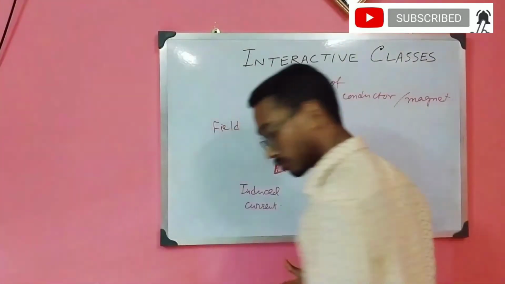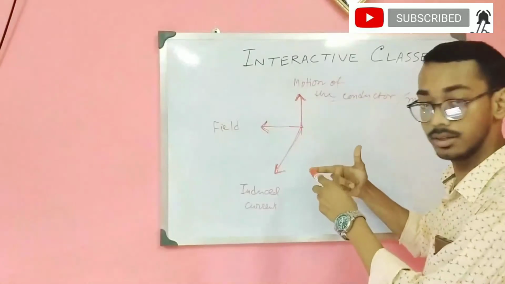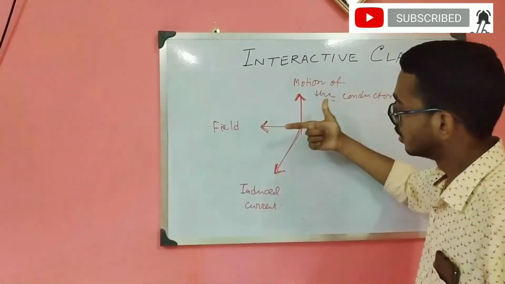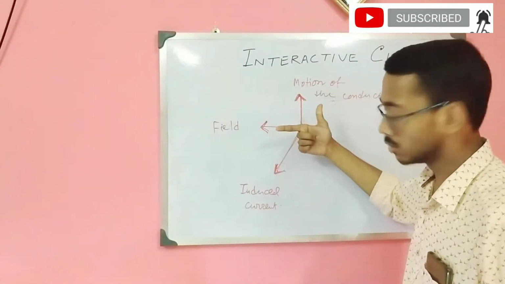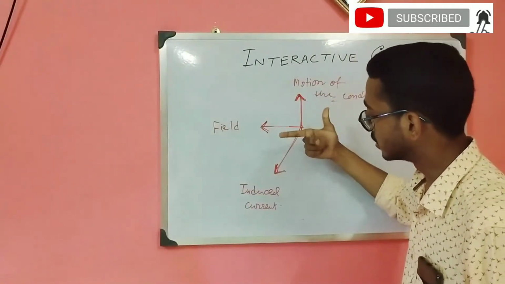So we take this like this. This is the thumb, this is the index finger, and this is the middle finger. The thumb points the motion of the conductor, the index finger points the magnetic field, and the induced current is pointed by the middle finger like this.